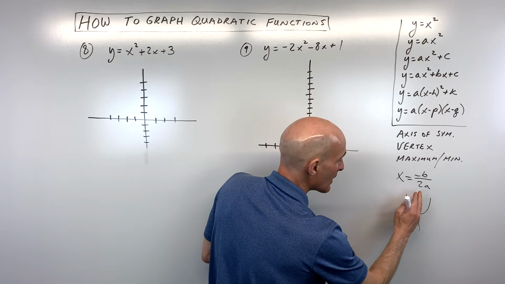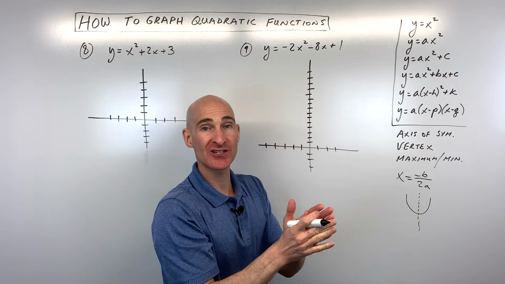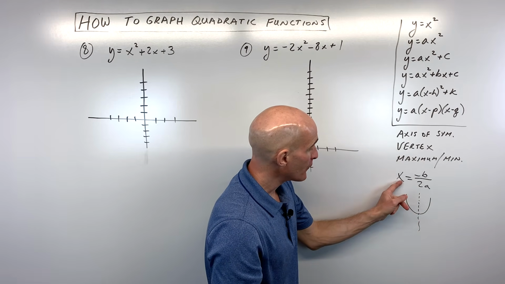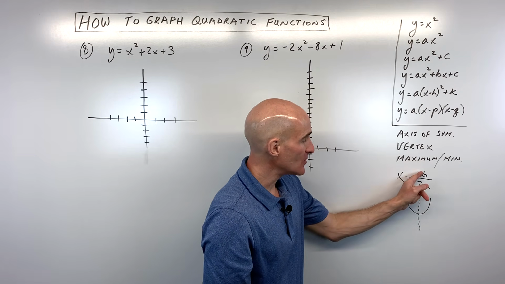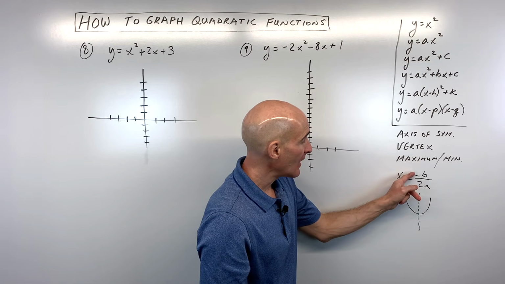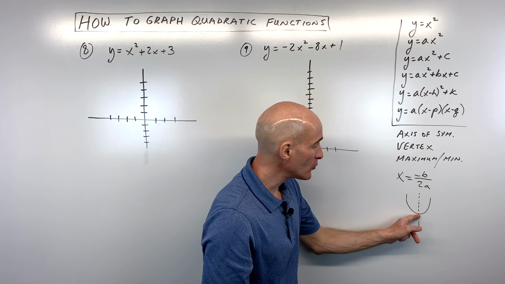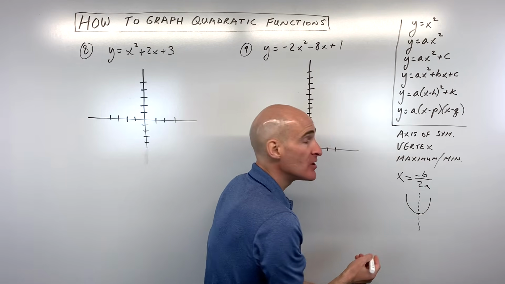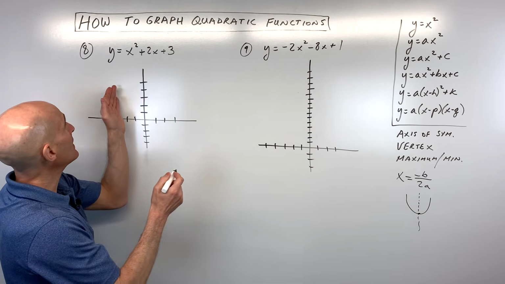Now remember, when you graph these parabolas, they always have that symmetry, and that line of symmetry divides the parabola in half. If you fold over that line, it matches itself. The formula for this axis of symmetry is x equals negative b over 2a, and the negative b over 2a will also be the x coordinate of this vertex point right here. So let me show you how that works with number 8.